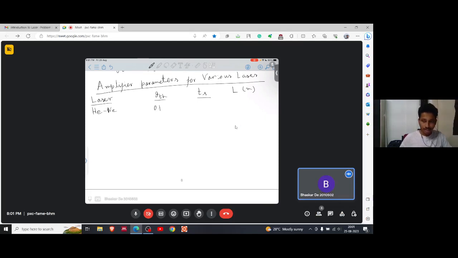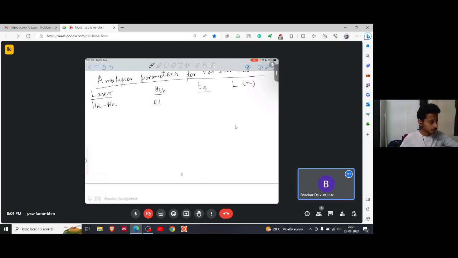Okay, so helium neon laser has a gain threshold of 0.15, where the unit of the gain threshold is meter inverse. The small gain duration is given by ts in seconds, which is 2.7 into 10 to the power minus 7 second, and the length is 0.2.